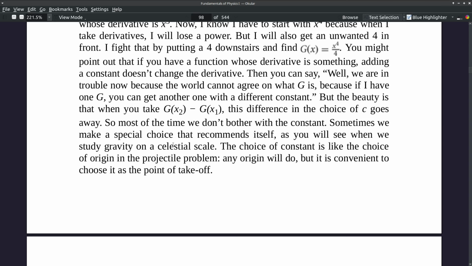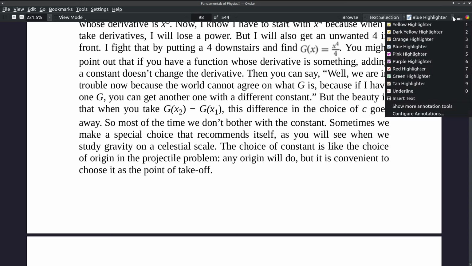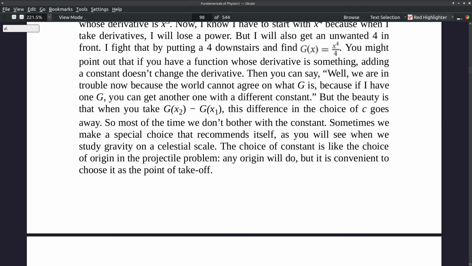As you will see, when we study gravity on a celestial scale, the choice of constant is like the choice of origin in the projectile problem. Any origin will do, but it is convenient to choose it as the point of takeoff.